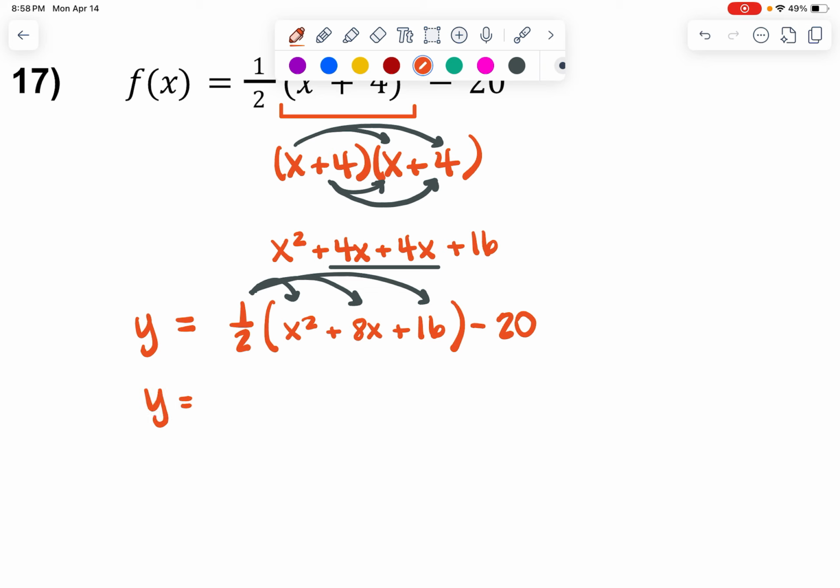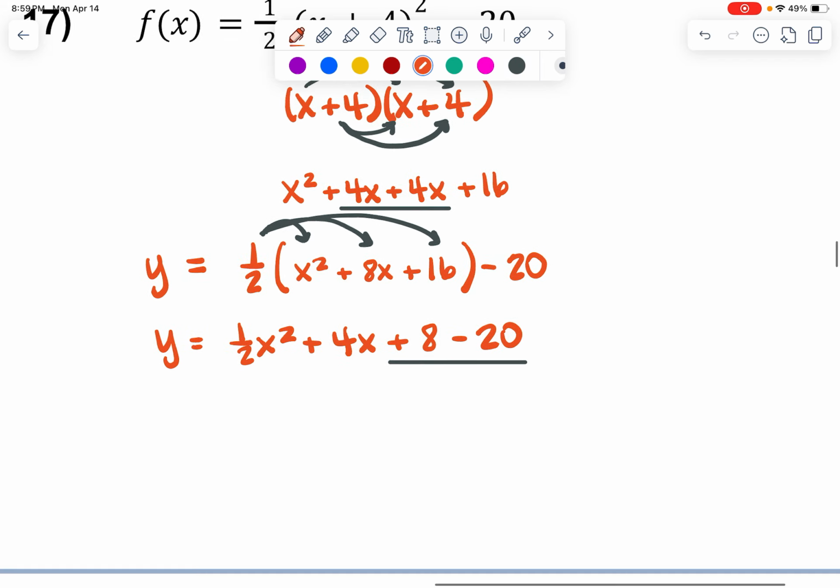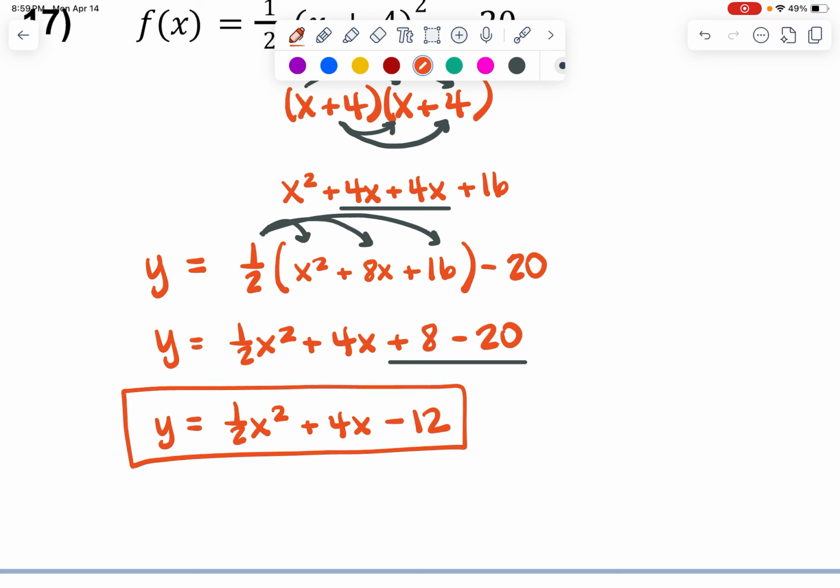So that's going to give us 1/2 x squared. And half of 8 is 4. And half of 16 is 8. And then bring down the minus 20. And then again, you have constant like terms at the end that you can combine. And that should be your last step. So 1/2 x squared plus 4x and then minus 12 is going to finish that off. And there's our standard form quadratic.